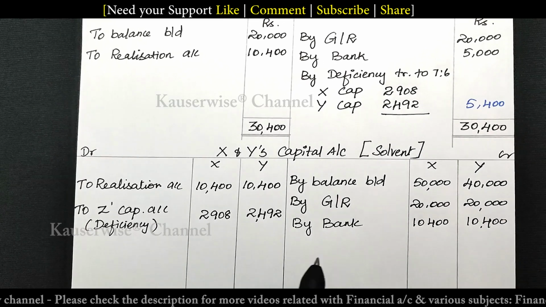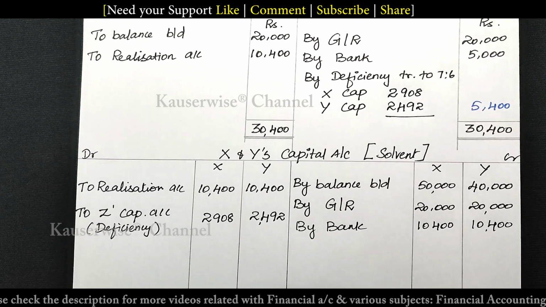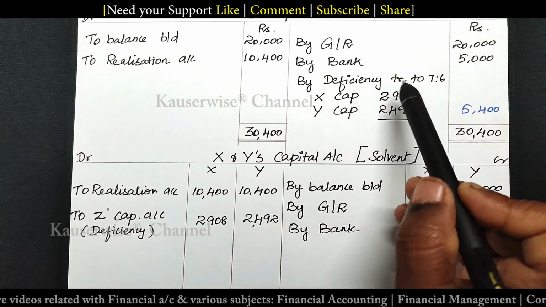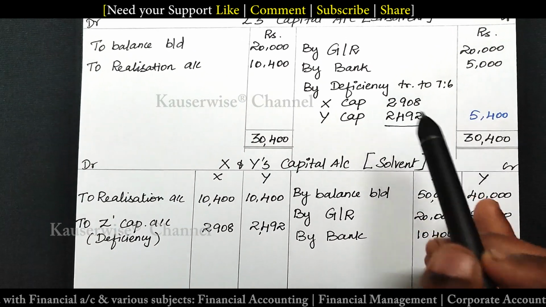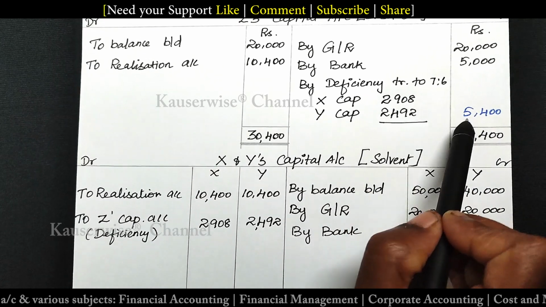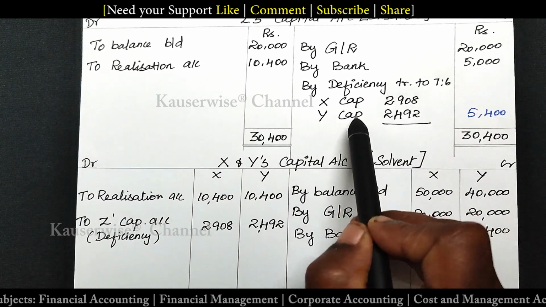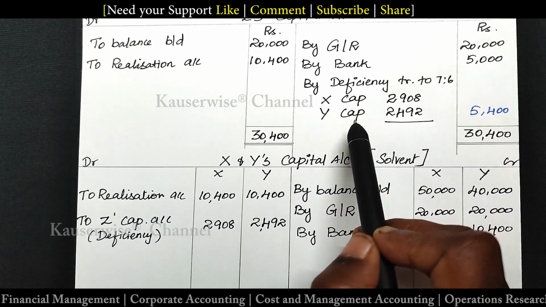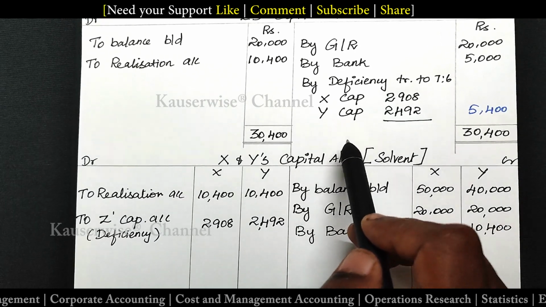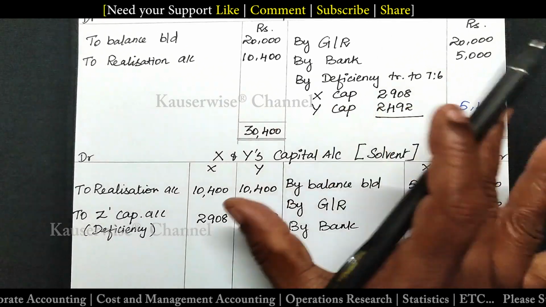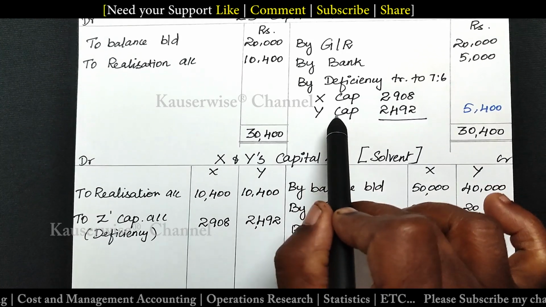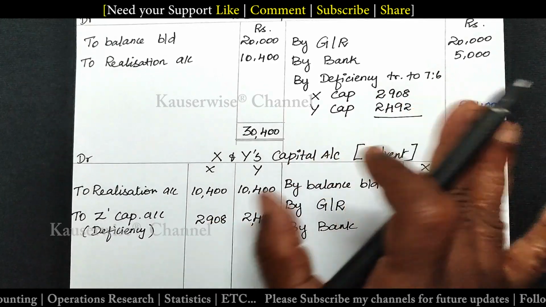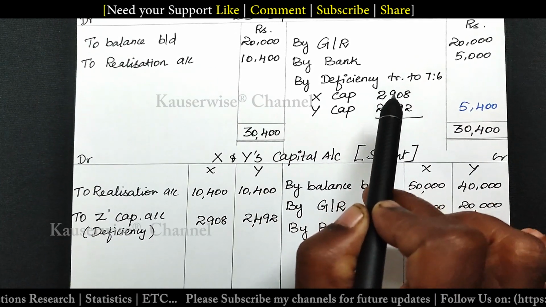In that case, solvent partners who have a debit balance in their capital account need not bear the insolvent partner's deficit. Again, I repeat, the insolvent partner's deficit is shared by all the solvent partners. If a solvent partner's capital account shows a debit balance, in our problem it has only a credit balance, so no problem. Suppose X and Y's capital showed a debit balance, that particular partner need not bear this deficit, that is, this loss.